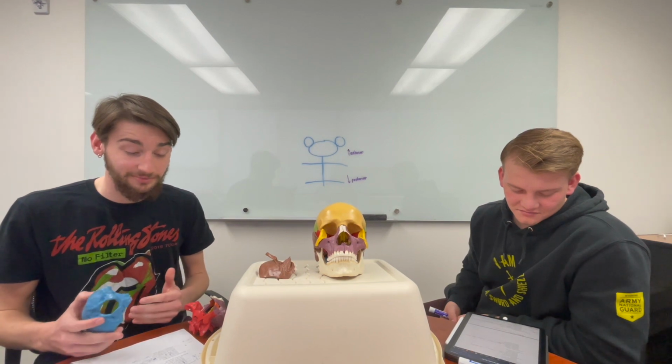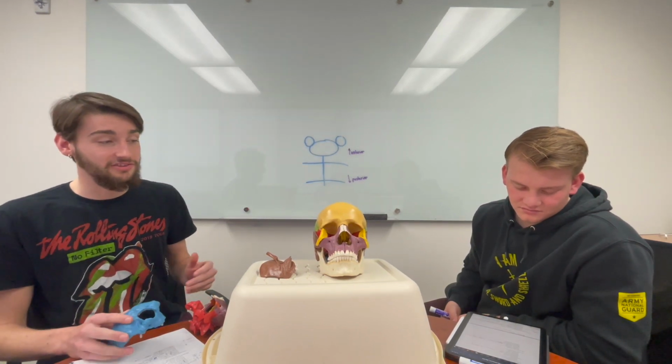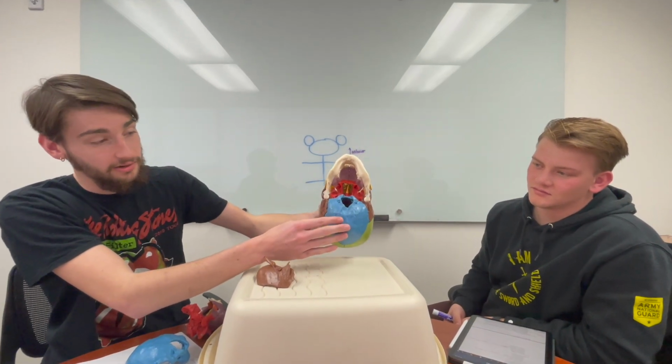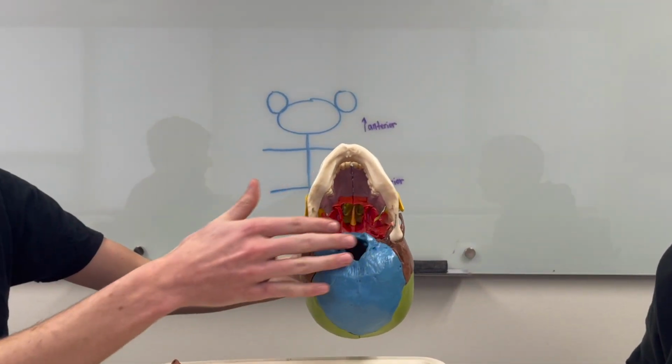Awesome. So for our next bone, we've got the occipital bone. The occipital bone is going to be this blue bone that's found on the back of our head, on the bottom, right? This blue region right here.